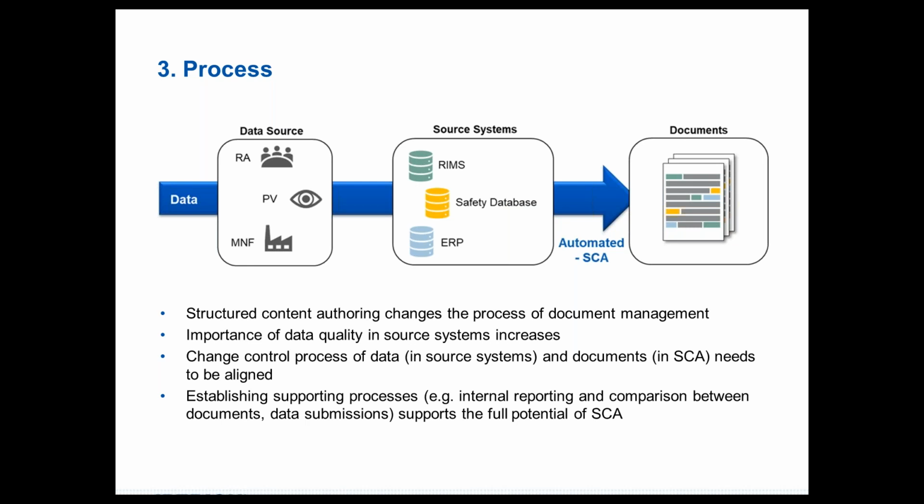And in some cases, of course, we see that documents were always reviewed so perfectly we could make sure that the content was correct, and then we would make sure that systems would follow. And of course, as soon as you start using systems to populate your documents, the actual requirement of data quality goes up. Change control of your process of your data in source systems and documents needs to be aligned, because right now that often is slightly different.